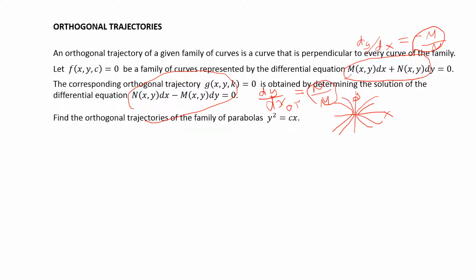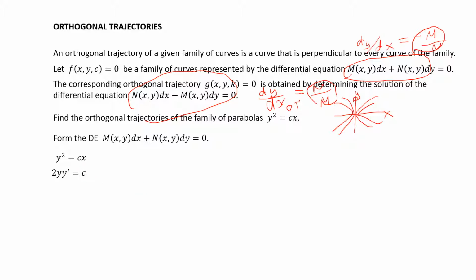Now, the first step is to form the differential equation M dx + N dy = 0 from this equation y squared = cx. The step is to eliminate the arbitrary constant. So let's start with y squared = cx. We will have to eliminate c and find the equivalent differential equation. Get the derivative of y squared, that's 2y y prime, and the derivative of cx is c.